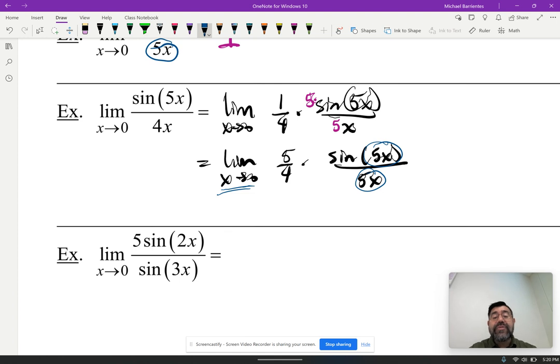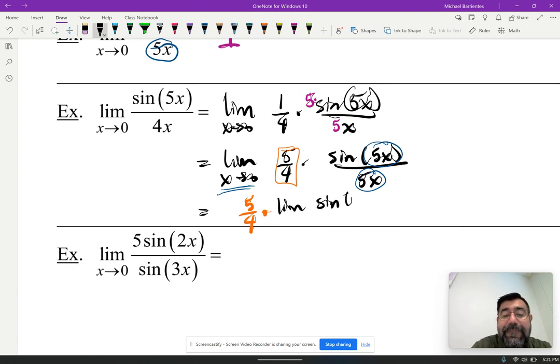But this is where I can use those properties that we talked about in video 1. One of the properties said if you're multiplying by a constant, you can pull the constant out of the way, take the limit of the function, and then multiply it back in. So the property says I can take the 5/4, hold it while I take the limit of this. And I can do that because the 5/4 doesn't have an x, right? The limit is affecting x's, and this doesn't have an x. So I can pull it out of the way and it'll be fine.